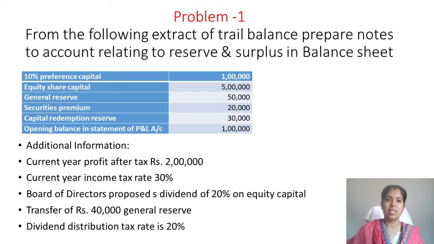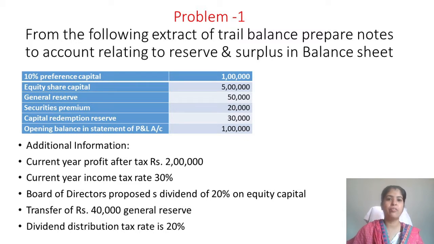10% preference share capital 1 lakh, equity share capital 5 lakhs, general reserve 50,000, securities premium 20,000, capital redemption reserve 30,000, opening balance in statement of profit and loss account 1 lakh. So in this example they have given the trial balance. From the trial balance we are supposed to prepare the note related to the reserves and surplus of the balance sheet, or it may be the statement of assets and liabilities.